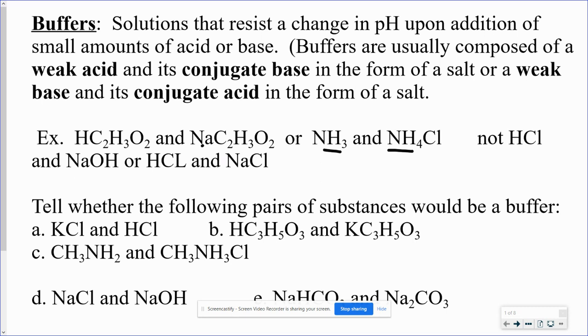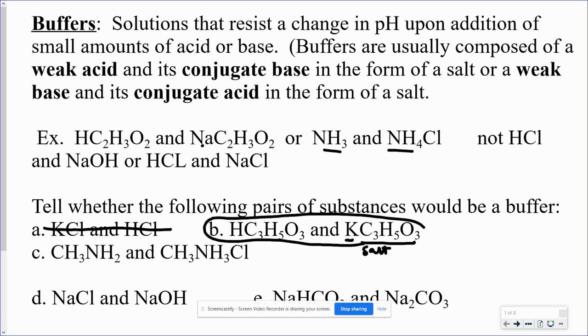Okay, so tell whether the following pairs of substances would be a buffer. Would KCl and HCl be a buffer? No. HCl is a strong acid. With this HC3H5O3, you can see that the conjugate part of it is here with this. So this is a salt. So this is a weak acid and its conjugate base in the form of a salt. So yes, this is a buffer.